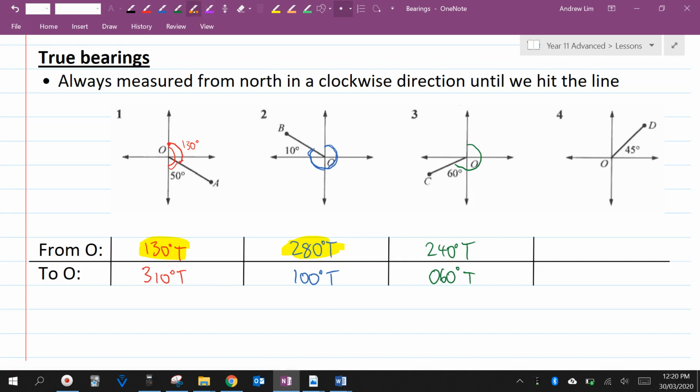Right, and last one, the bearing is 45 degrees. So we need to write 045 degrees true. Because that's less than 180, for the opposite bearing we need to add 180 to it, which is 225 degrees true. Okay, so I hope that makes sense on how to work out compass and true bearings.